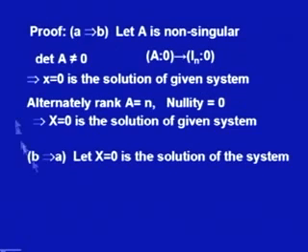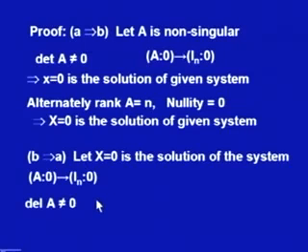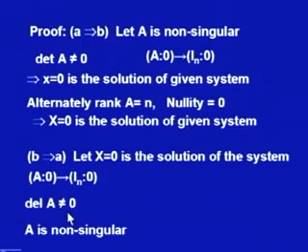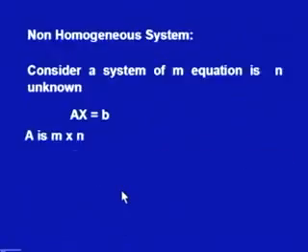According to the second part, B implies A, that is if x = 0 is the solution of the system, then we will prove that the matrix A is non-singular. To prove this, we say that the augmented matrix [A : 0] can be transformed to [In : 0] because x = 0 is the only solution of the system, and this means determinant A is not 0 and this by definition A is non-singular. So, we have proved the theorem for the system of homogeneous equations.